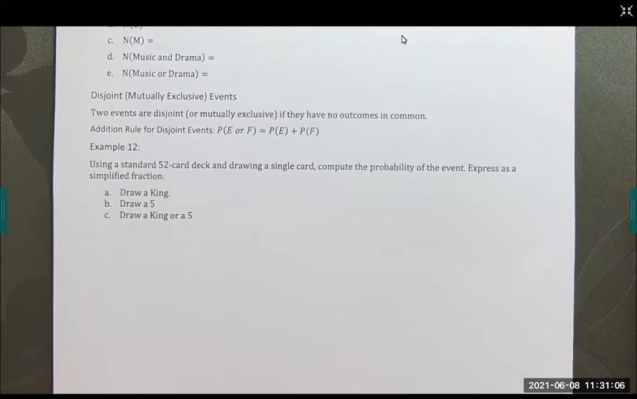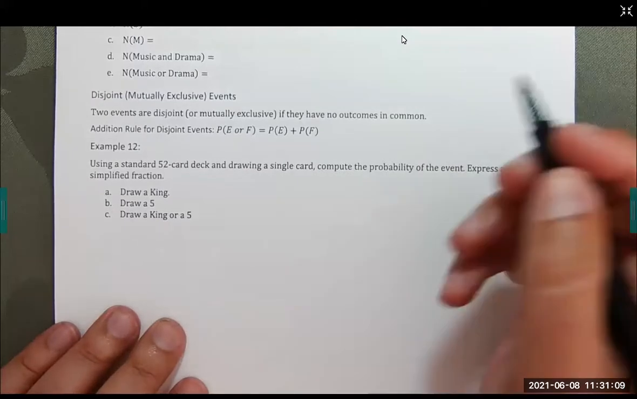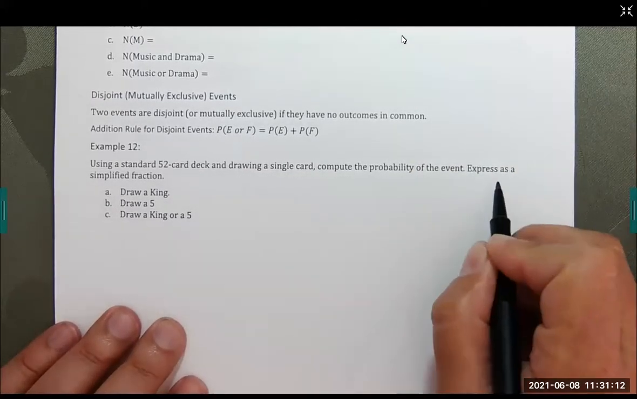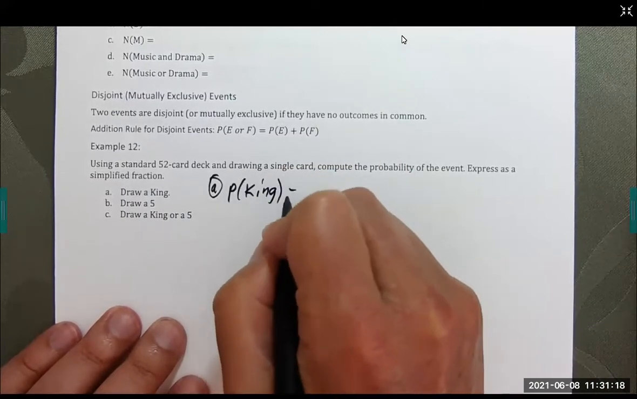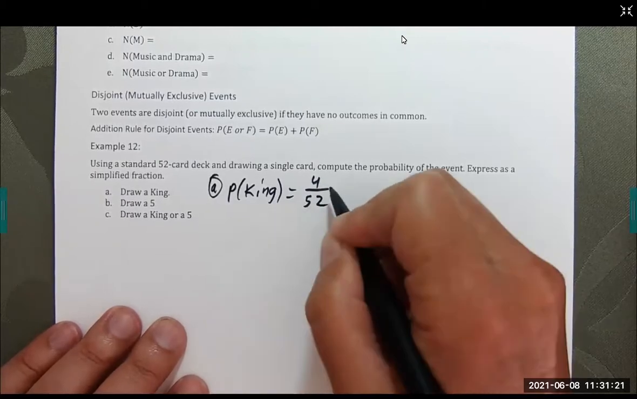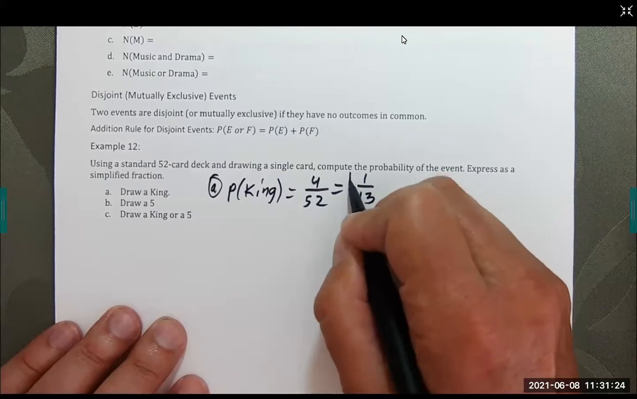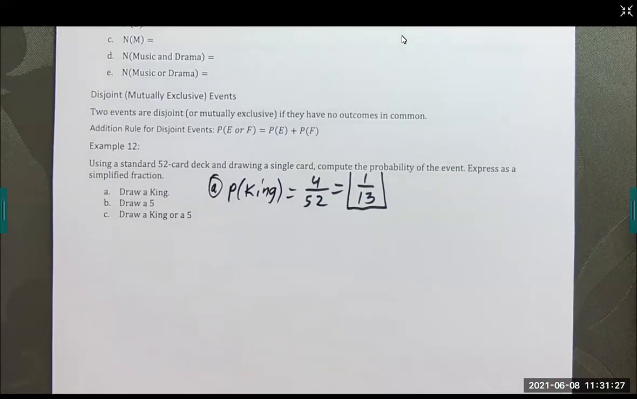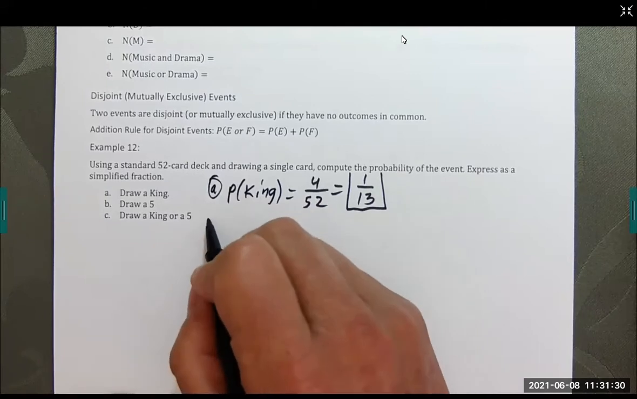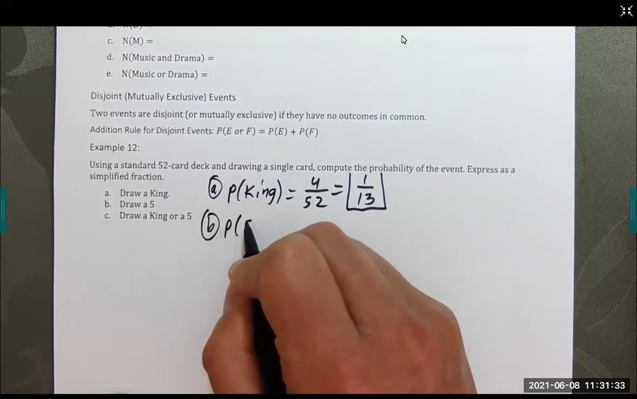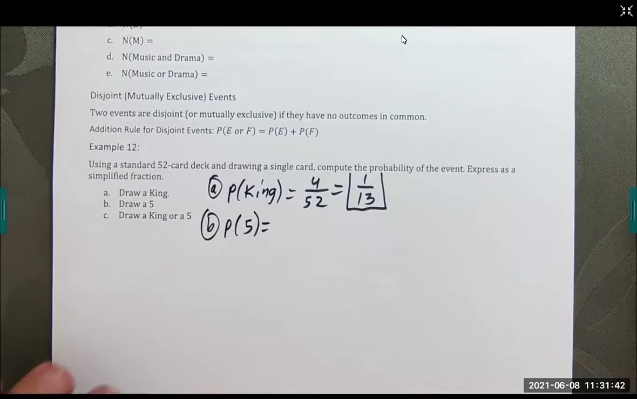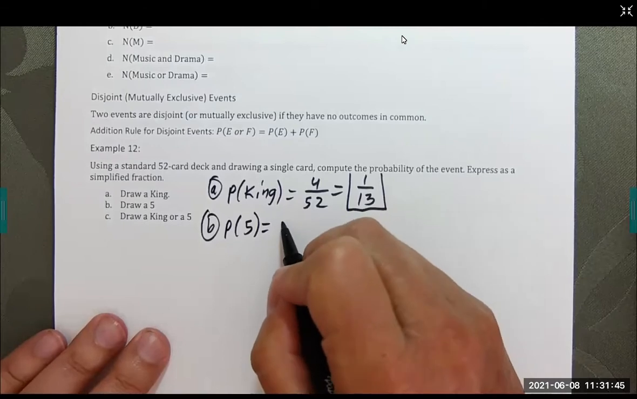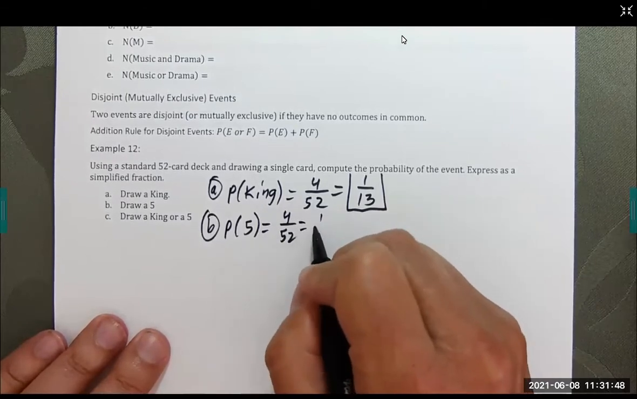And we're going to use a standard deck of cards. And part A says, what's the probability of drawing a king? And express it as a simplified fraction. Well, there are only 4 kings out of the 52 cards. That means a 1 in 13 chance of drawing a king. Part B says, probability of drawing a 5. Well, there are 4 5s as a part of this, so probability of drawing a 5, that's going to be 4 out of 52 again, a 1 in 13 chance.